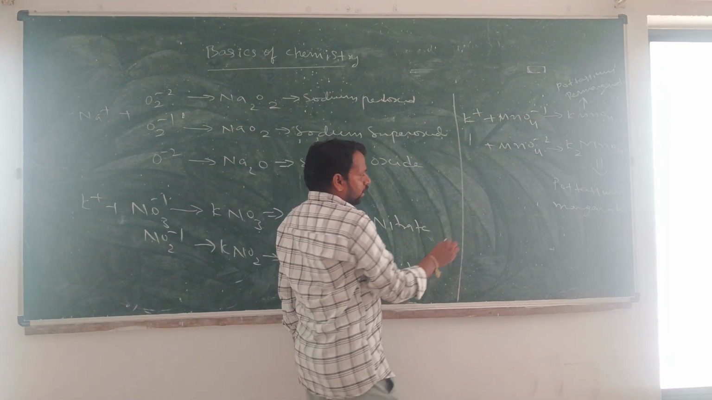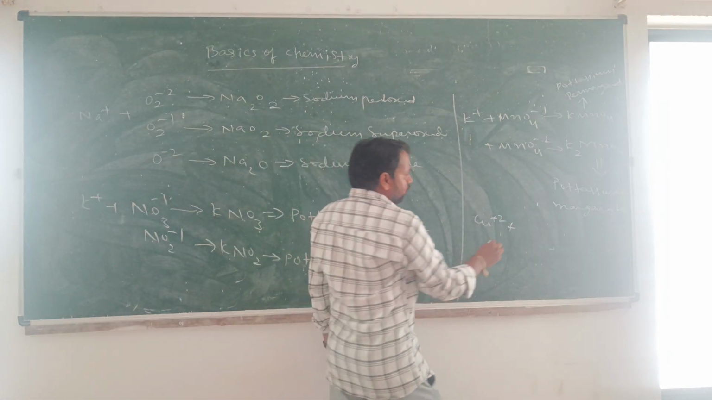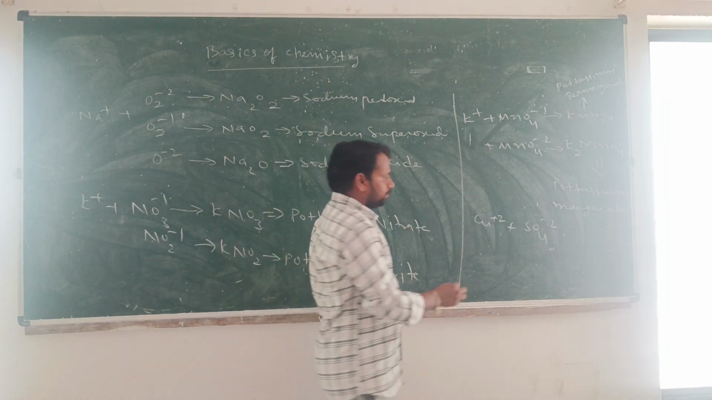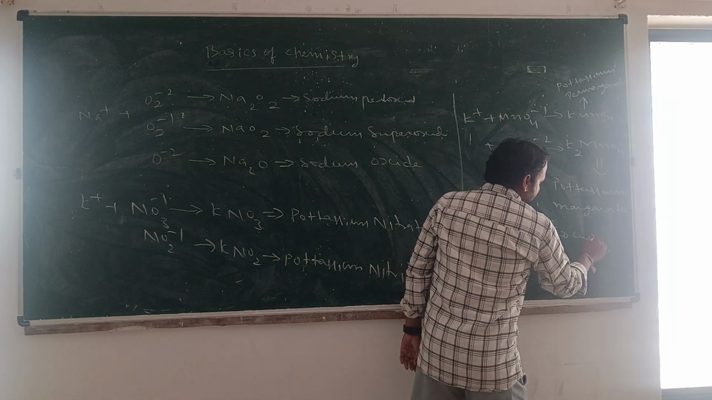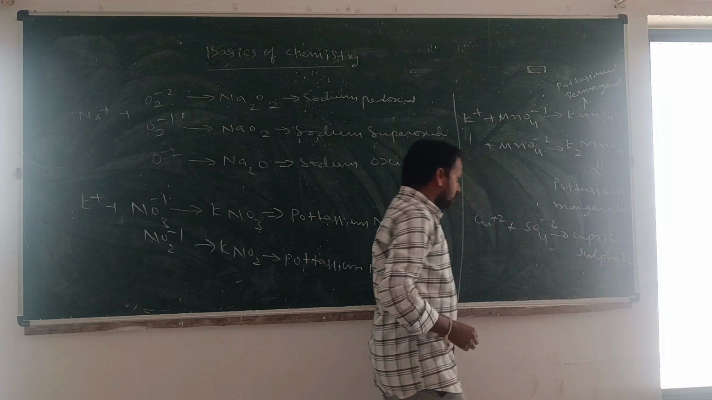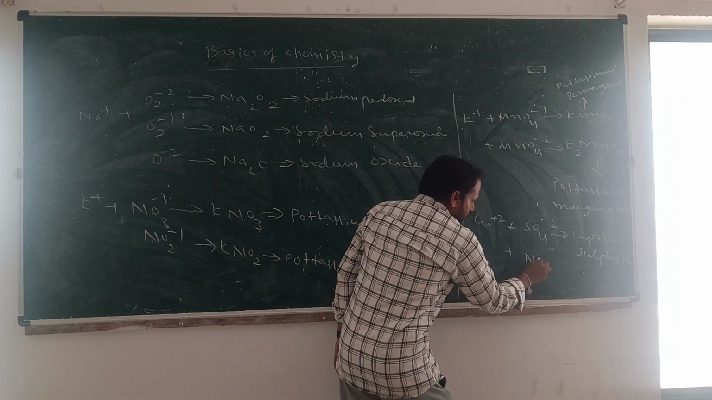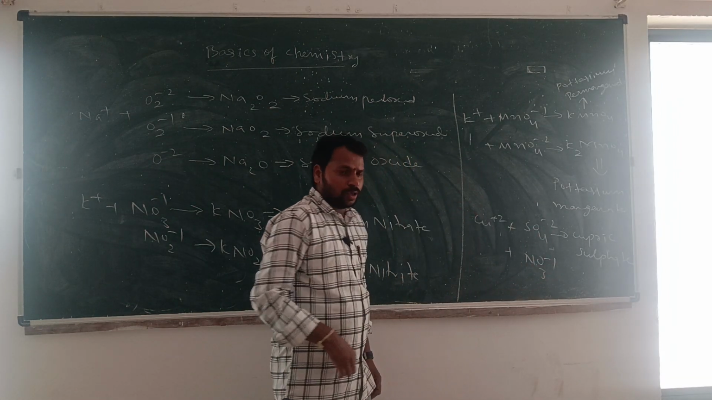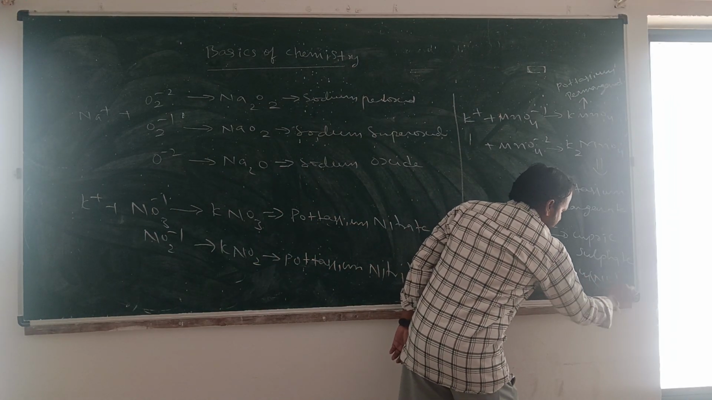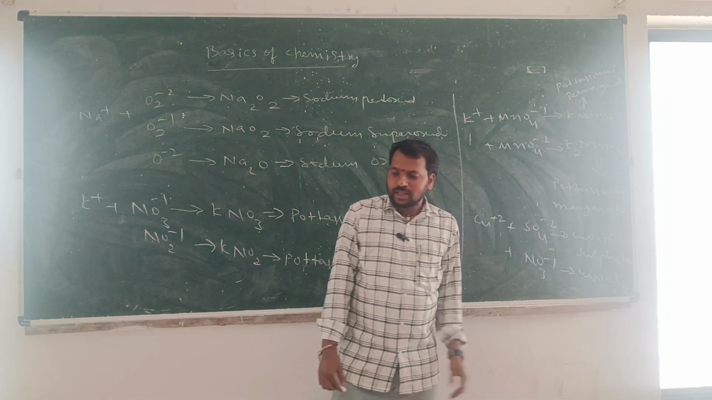Suppose I am writing Cu2+, the cupric cation, with SO4 minus 2. This is cupric sulfate, CuSO4. If I write NO3 minus 1 instead, we should write Cu(NO3)2, with NO3 taken twice. This is cupric nitrate.